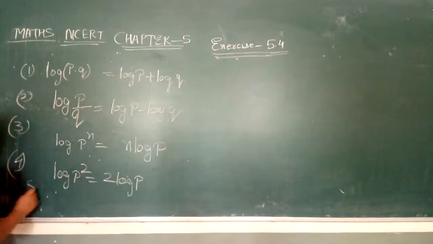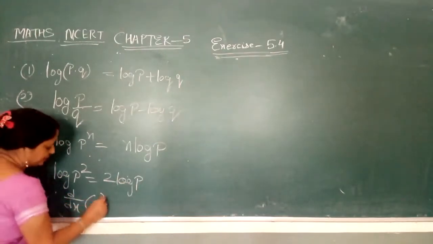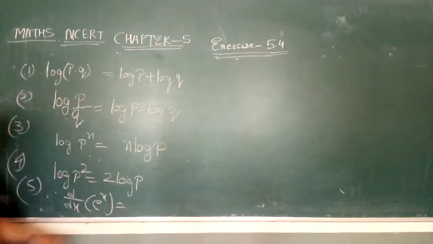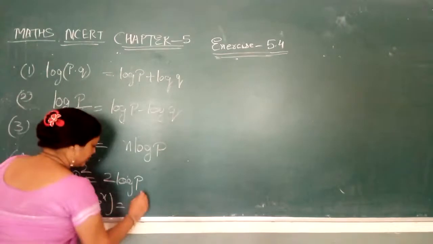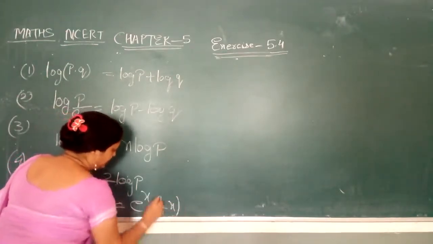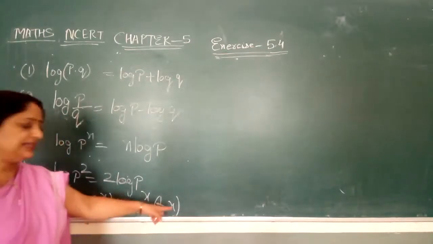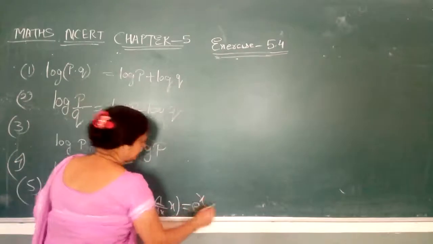And what is the derivative of the exponential function e raised to power x? The derivative of the exponential function is e raised to power x into the derivative of x. And you know the value of the derivative of x. The derivative of x is 1, so it will become e raised to power x.